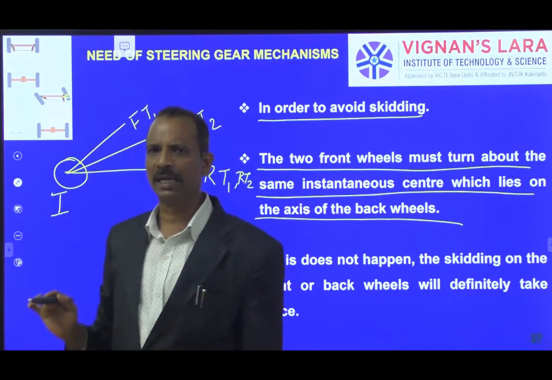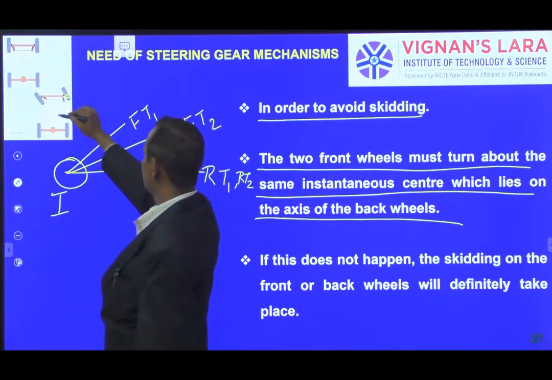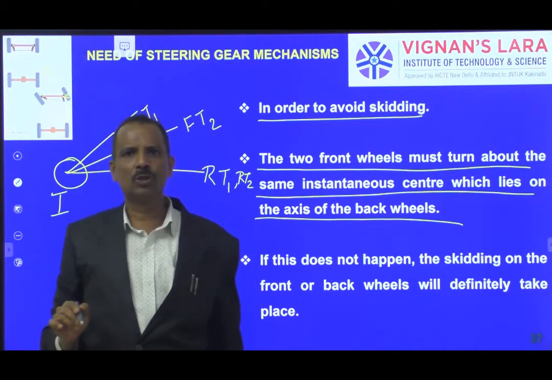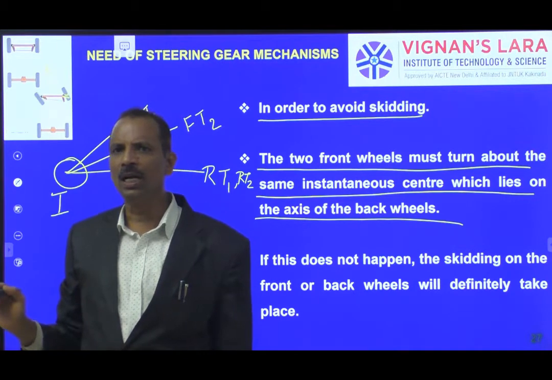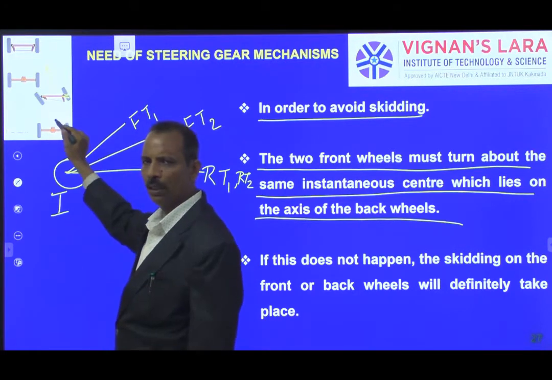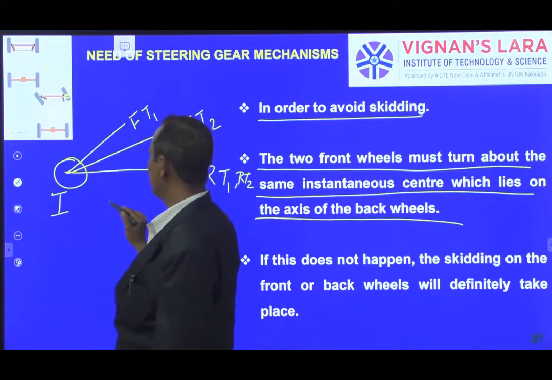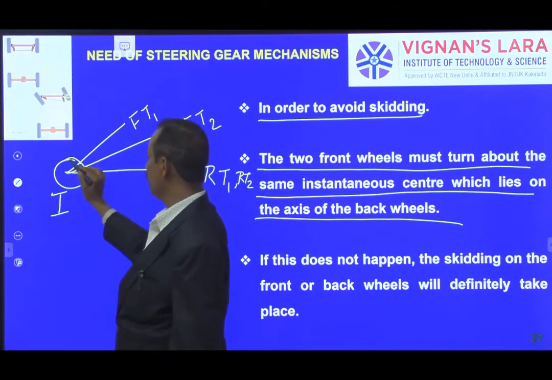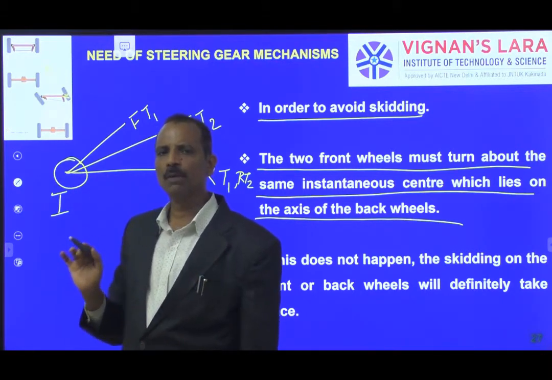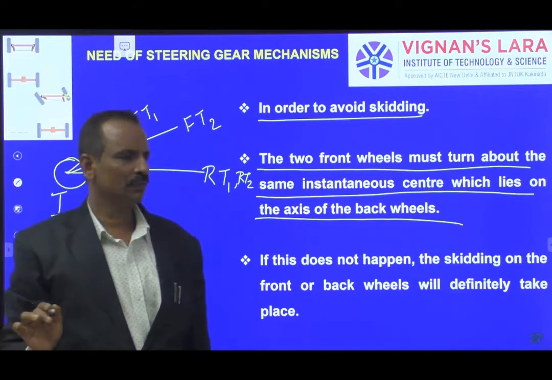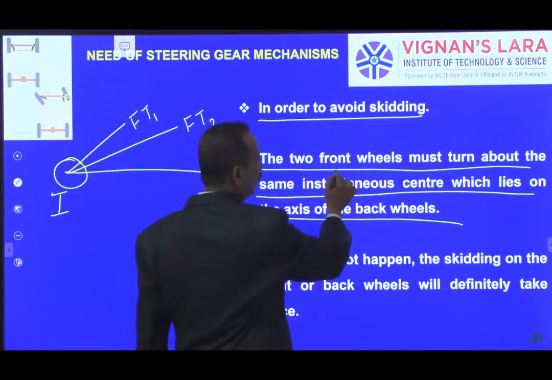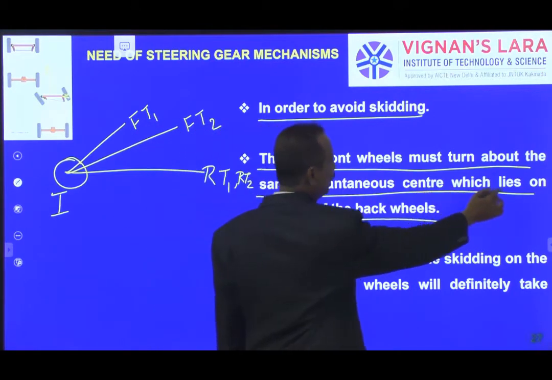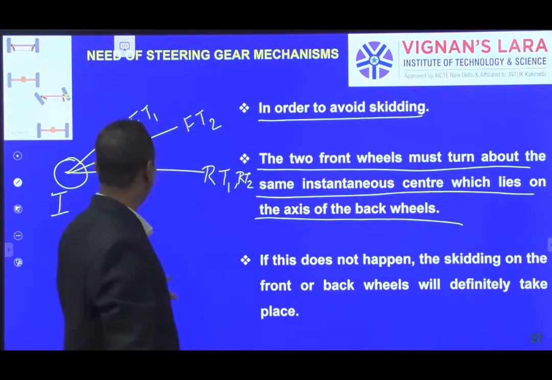So let me repeat once again. If this vehicle is moving in the forward direction, I can assume the wheels, all four in number, are rotating about an imaginary center, a virtual center point I. There is a pure rotation taking place. That is what we have written here: the two front wheels must turn about the same instantaneous center, which lies on the axis of the back wheels.